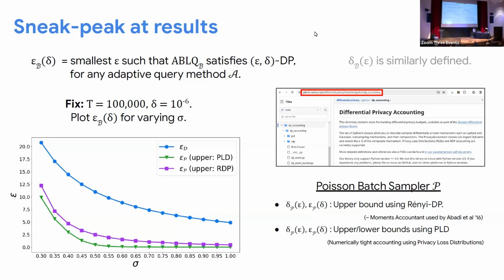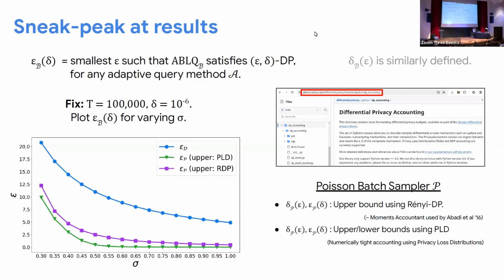And so the green curve gives the PLD parameters, and the purple one's the RDP. And we see that in both cases, it does better than the deterministic batch sampler. Yeah, and here we have a description of the library we use to compute these parameters that is maintained by our team at Google.